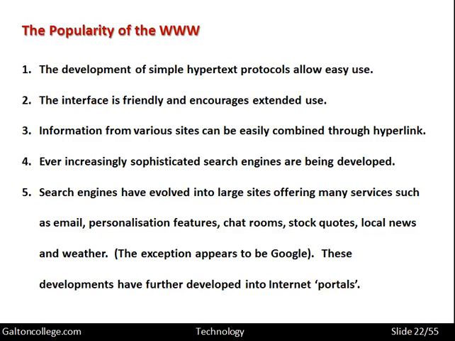Search engines have evolved into large sites offering many different services also. For example, emails, personalization features, chat rooms, stock quotations, local news and weather. Google keeps it at a minimum, but MSN, for example, and Microsoft, it's like a portal. It provides a lot of information. So there is this idea of portals which may contain a lot of local information, and people may access for information about their local areas.